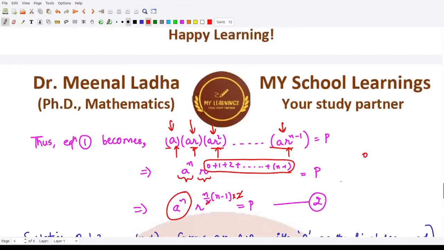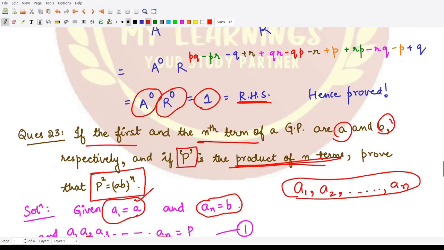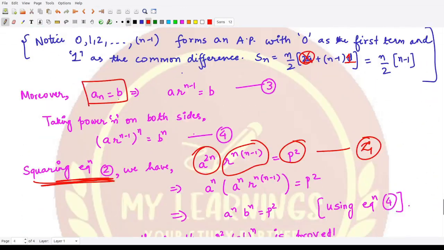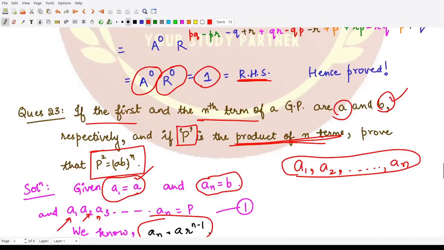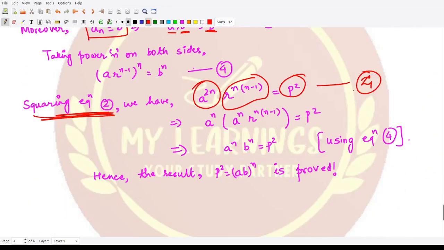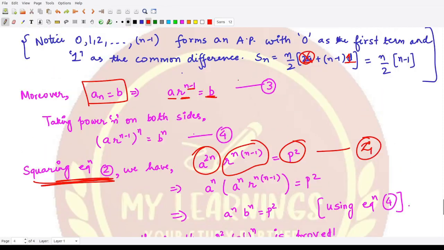Now moreover, we are given that the last term is equal to b. We have not made use of this yet. Because an is equal to b, that means a r raised to power n minus 1 is equal to b. Because you can see we wanted to prove P square is equal to a raised to power n, b raised to power n, that means in this expression of equation 4, we should also have some term which is b raised to power n. So we can take power n on both sides of this equation.